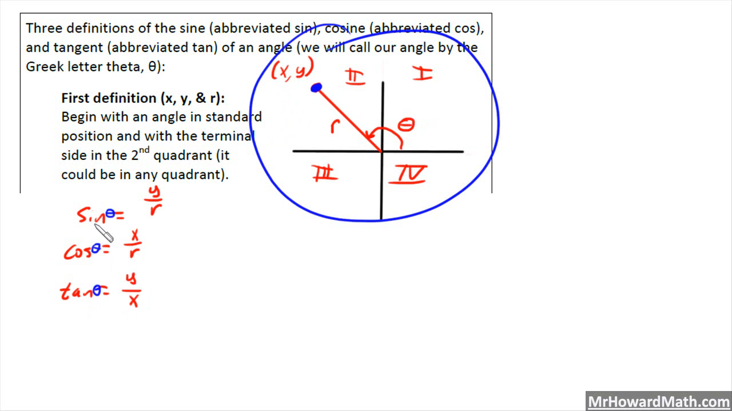So you can't just say sine, you have to say sine of some angle, sine of theta in this case. Theta can be any angle, of course. Theta is just basically a variable for our angle measure in this case. All right, let's look at the second definition.